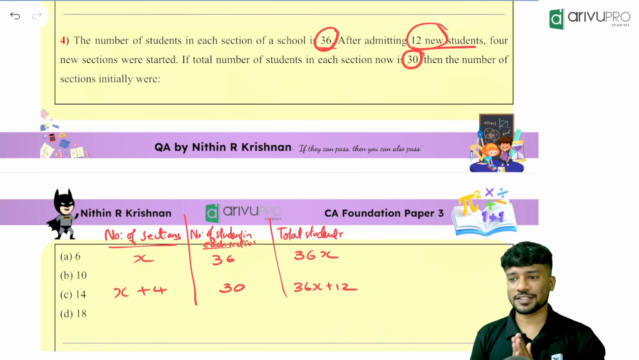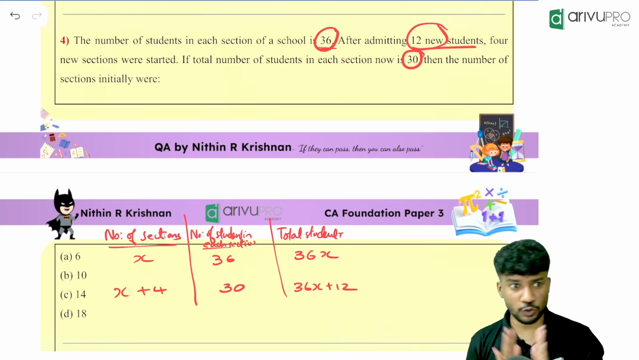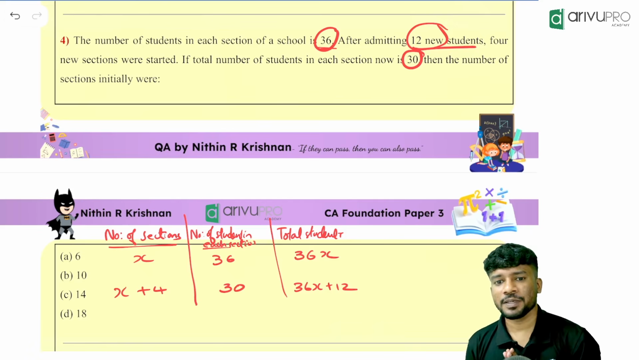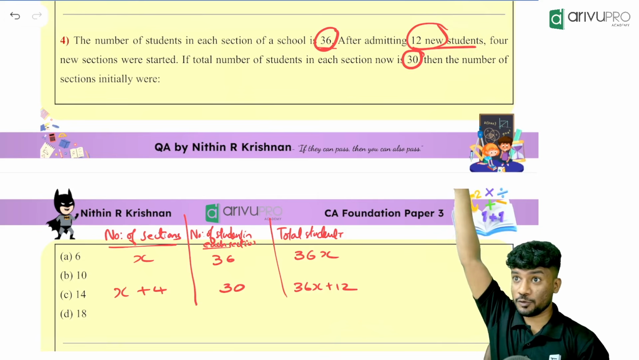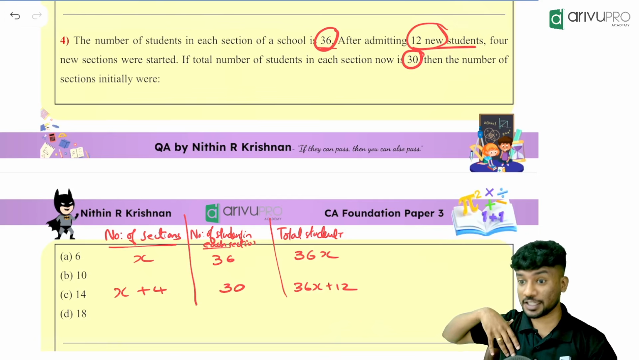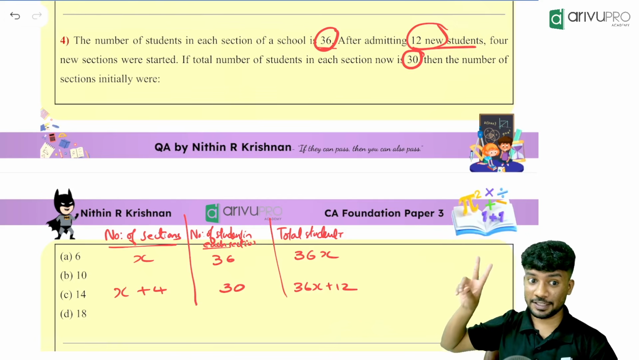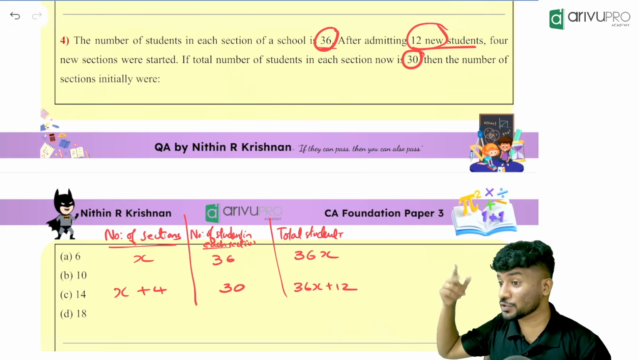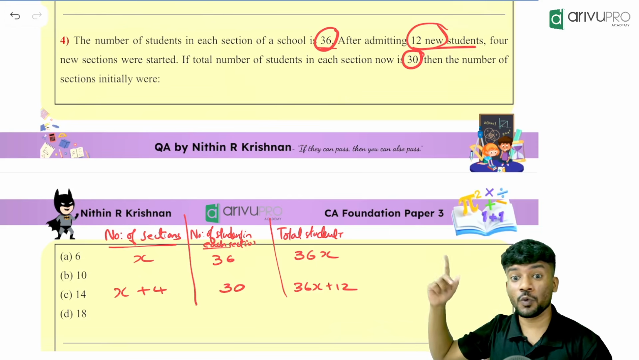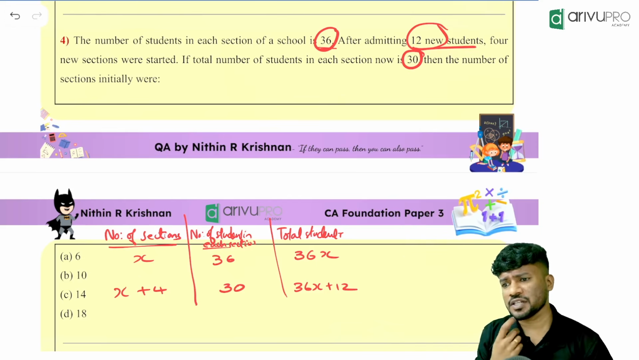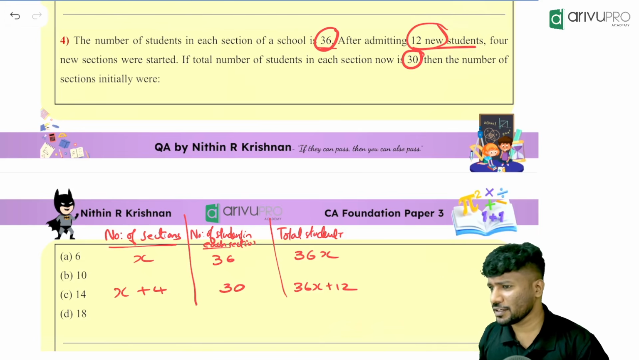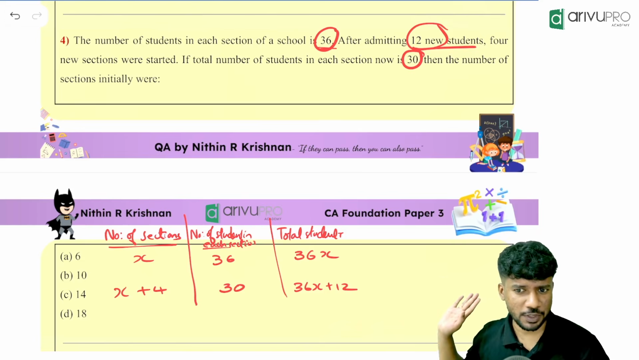Now, I'm going to ask a question to everyone. Logically, I'm going to ask a question. People, initially there were 100 students in each section of my school. Then 12 new students were added. Then it became 212 students. Then the number of sections became one more section was added. That means 3 sections are there. Okay, keep it in your mind.